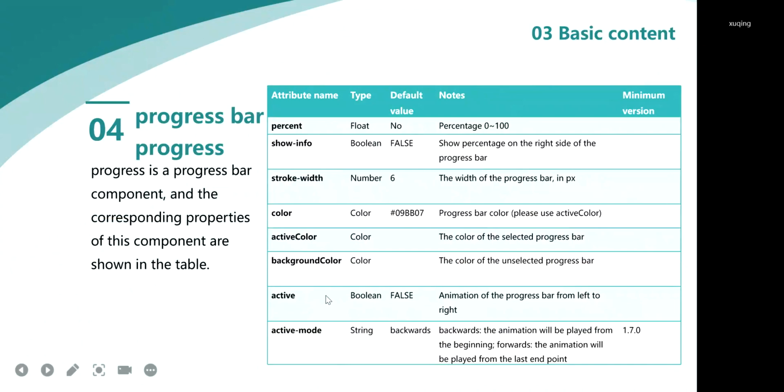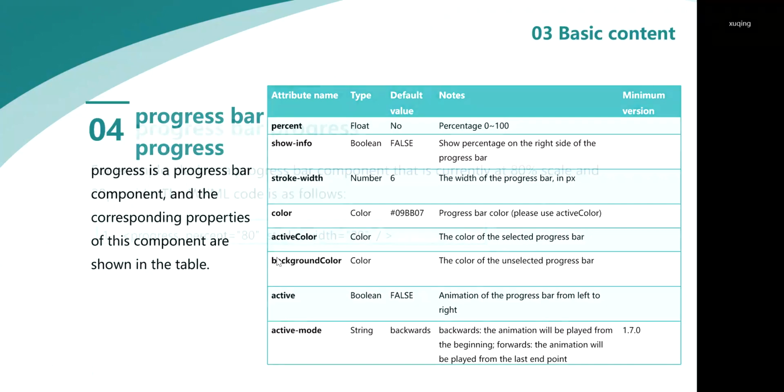We have the attribute active. The type of it is Boolean. The default value is false. It is to see the animation of the progress bar from left to right. We have the active mode. The type of it is string. The default value is backwards. The animation will be played from the beginning. Forwards, the animation will be played from the last end point. You see these attributes of progress.